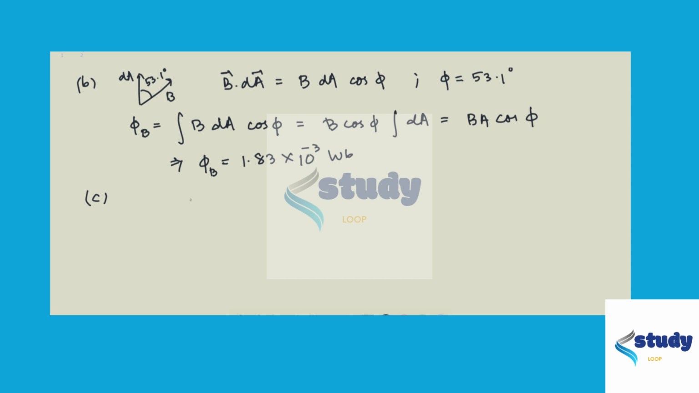For the last part, we see that the magnetic field is perpendicular to the z direction. This means that B dot dA is B dA cos phi, and phi is 90 degrees, so cos phi becomes equal to 0 because cos 90 is 0. And so the flux, which is given by the integration over B dot dA, will be 0.